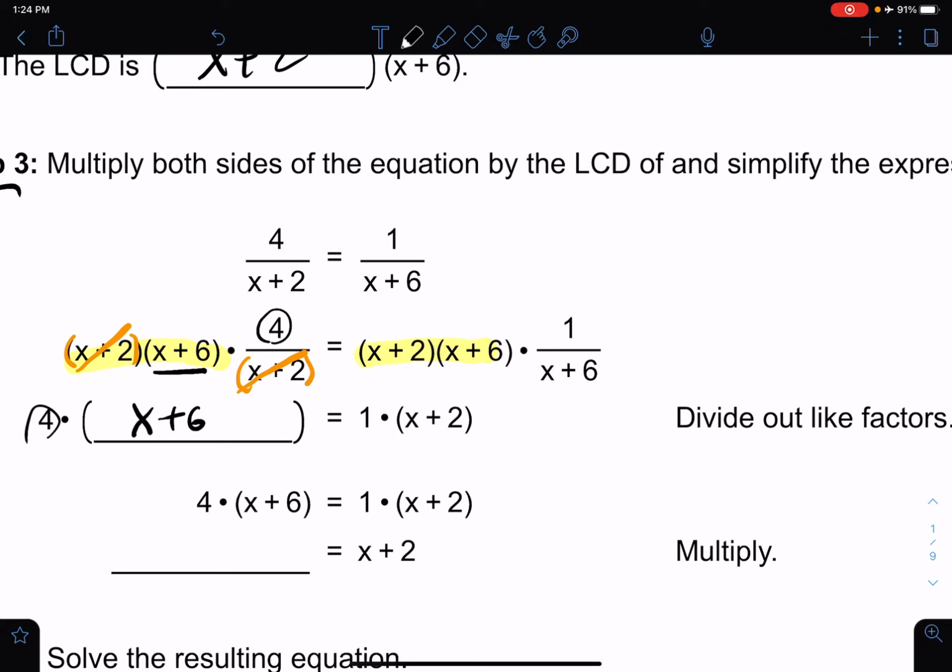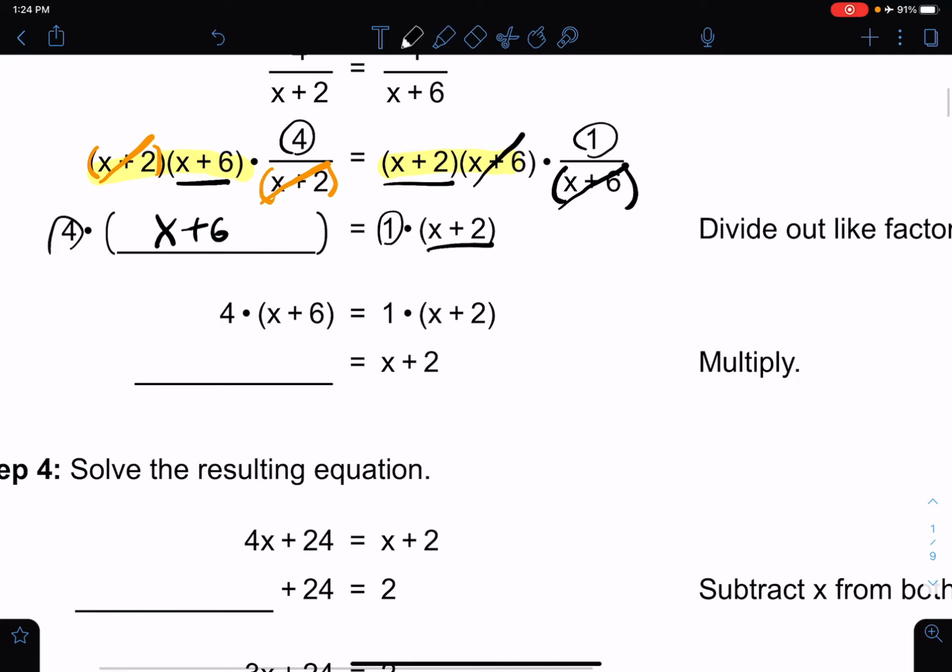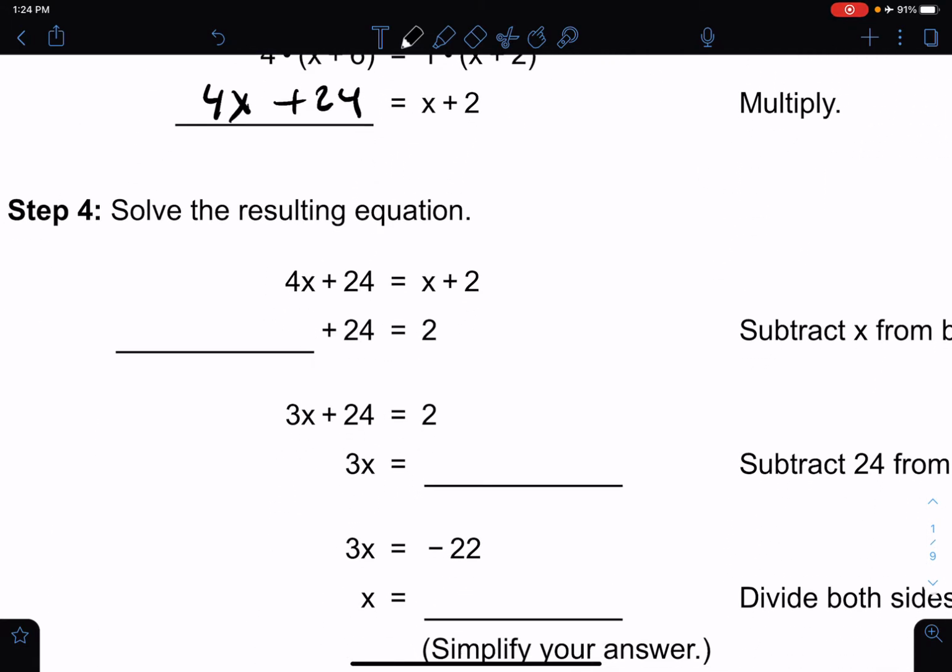On the right-hand side, you can also see that we have a factor of x plus 6 and x plus 6, so these reduce, leaving a factor of x plus 2 times 1, and that's what happened on the right-hand side. Next step, it says multiply. Well, we can, of course, distribute, giving us 4x plus 24. Of course, multiplying by 1 just gives itself, identity. And then they would like us to subtract x on both sides.